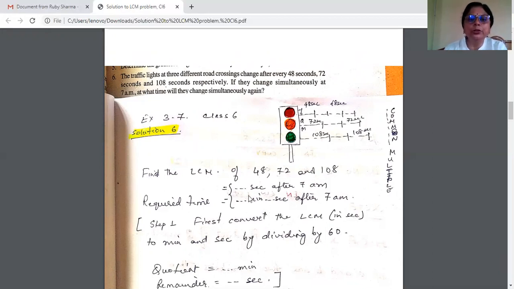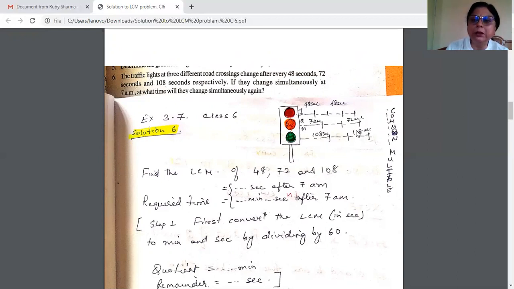Now here I have not drawn 3 traffic lights, I'm just explaining you. Suppose you consider this to be one traffic light. Then this is the second traffic light here, this is the third traffic light here. Now if this is changing after every 48 seconds, this after every 72 seconds, this after 108 seconds, and they change at 7 a.m., at what time will they change again together? Isn't it? Simultaneously. So now it is like the same steps sum, isn't it?